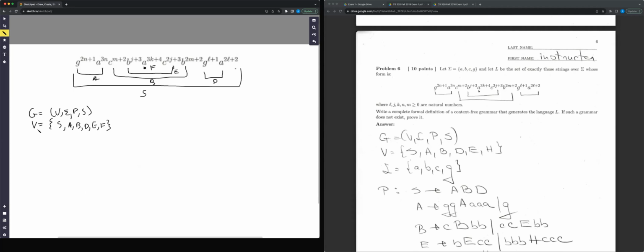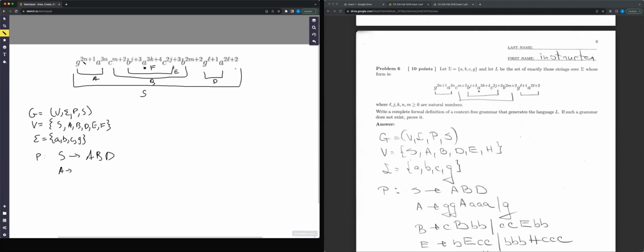And then what's next? Sigma. Sigma is just the letters, so A, B, C, G. Don't include the exponents. And then our production rules. Right, so starting with S, we see that S is just saying concatenate A with B with D. Okay, and then how do we define A?